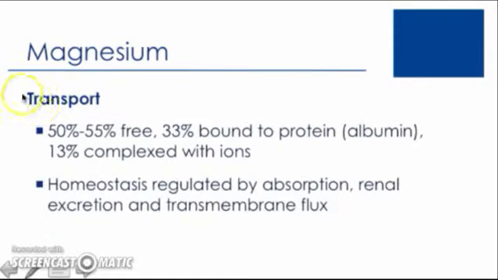We'll now see here factors related to the transport of magnesium through the blood. So most is actually going to be transported as free magnesium, with some bound to proteins such as albumin and some complexed with ions. We see the homeostasis of magnesium is regulated by the percent of absorption, also the renal excretion, and the transmembrane flux.